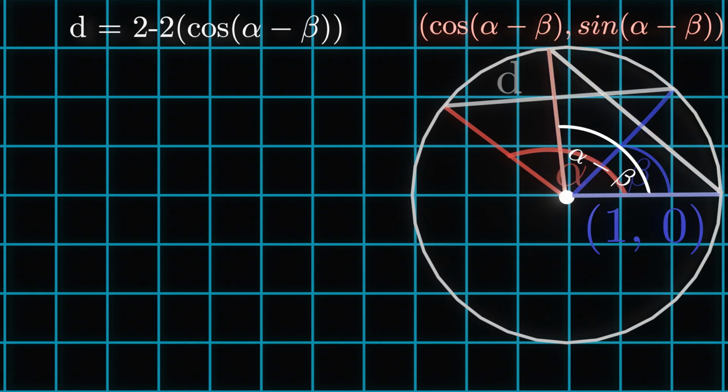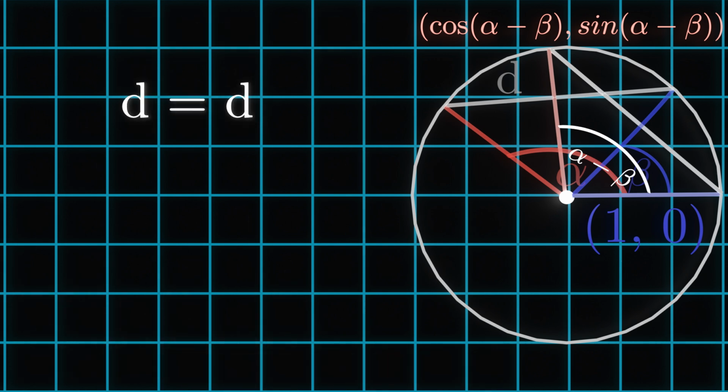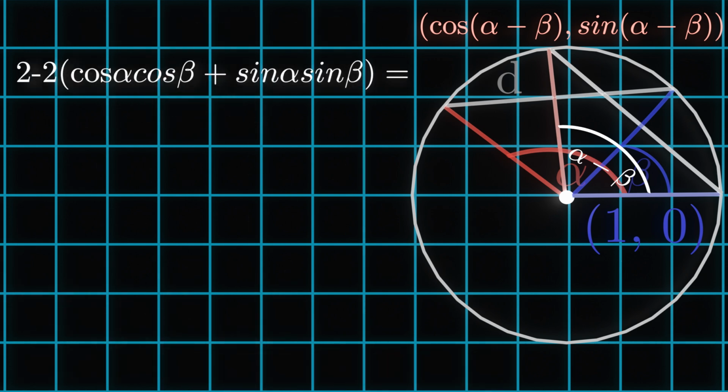And now since we only moved this triangle, we didn't actually change any lengths or shapes, that means that this distance is going to be equal to this distance. So we can set them equal to each other. Now let's scavenge around in our back pocket and find our equation from earlier. This is going to give us 2 minus 2 times cosine alpha cosine beta plus sine alpha sine beta is equal to 2 minus 2 times cosine alpha minus beta.